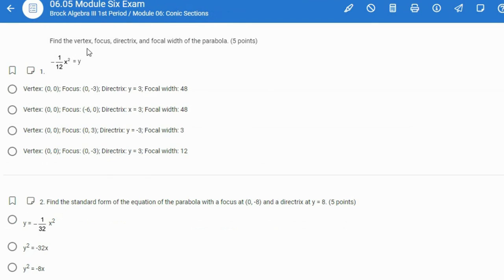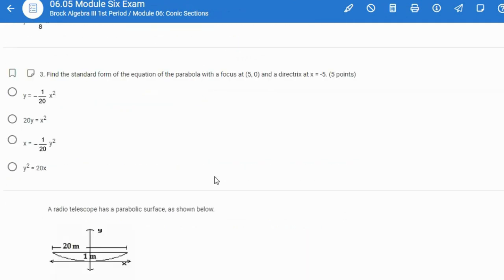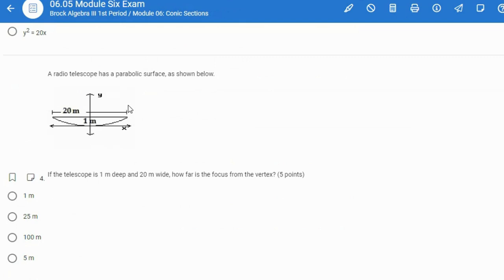Find the vertex, focus, directrix, and focal width of this parabola. Find the equation of the parabola. Here's one of these parabolic surfaces. It's a parabola, and it gives you the depth. So find how far the focus is from the vertex. If this is 20 meters wide, this is 1 meter deep. All right, that's a little different.